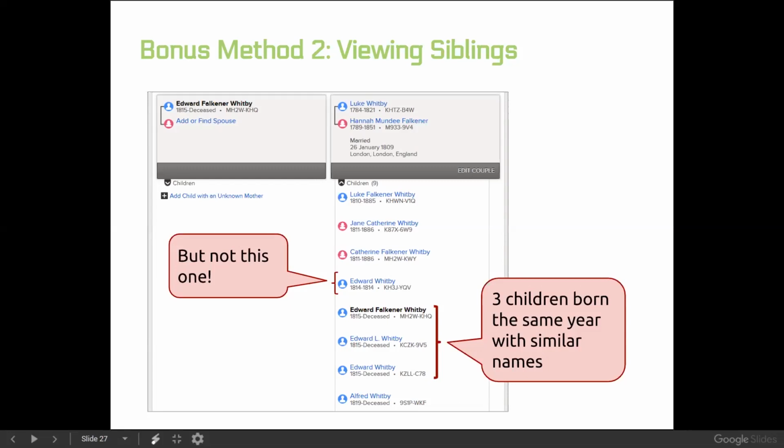You can't just automatically assume that children born with the same name and close to the same year in the same family are the same, because they may not be. One may be an older sibling that died. But it's worth checking out. So this is another bonus method where you may be able to identify possible duplicates.